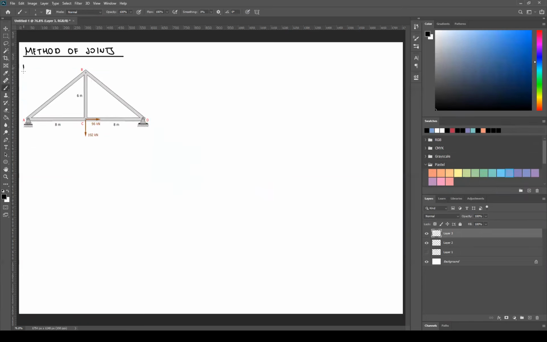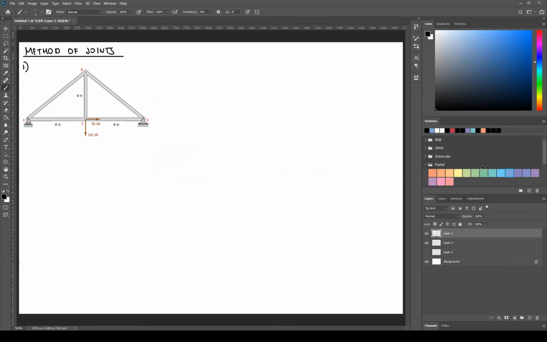Okay, so we have this drawing. So first, again, recall, you're gonna choose a joint with no more than two unknowns. Whenever we have a truss, you should start at one of these supports. Not always, okay, but typically you start at one of these supports because that is one of the easier reactions to take.